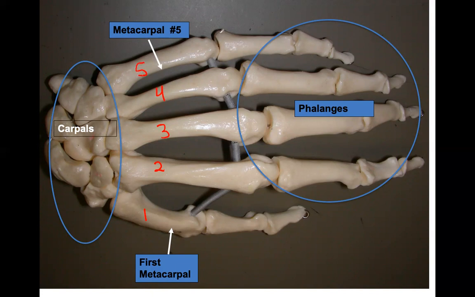Now, when we're looking at your fingers, all of the bones associated with your fingers, including your thumb, are referred to as phalanges. Phalanges, with the exception of your thumb, have 3 bones. So here again, 1, 2, 3, 1, 2, 3, 1, 2, 3, 1, 2, 3. But for your thumb, you only have 2. So if I put this giant circle and said, what are these bones as a whole called? Your answer would be phalanges.